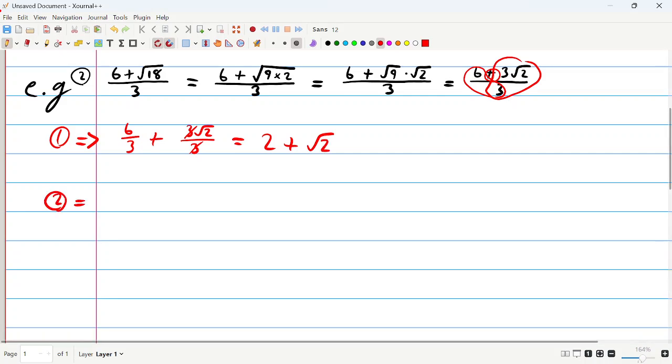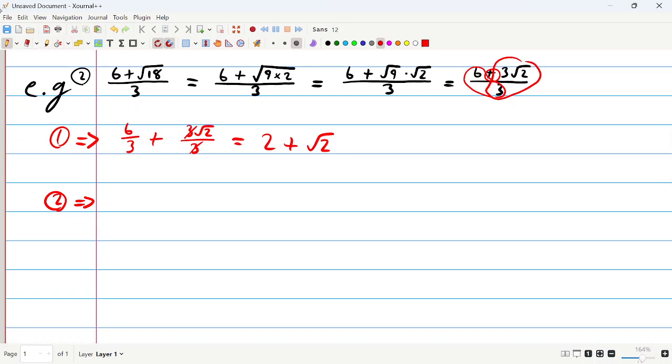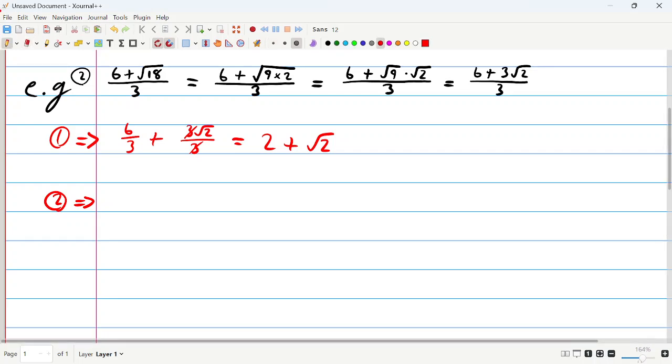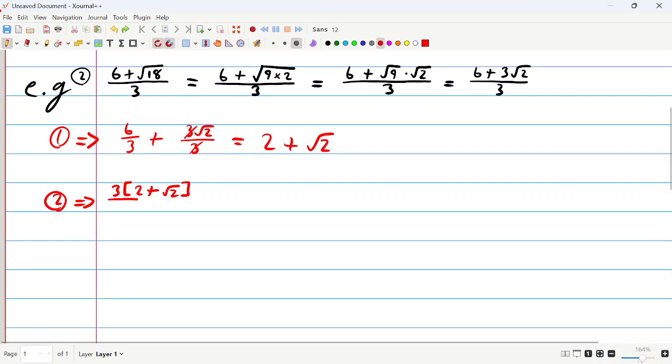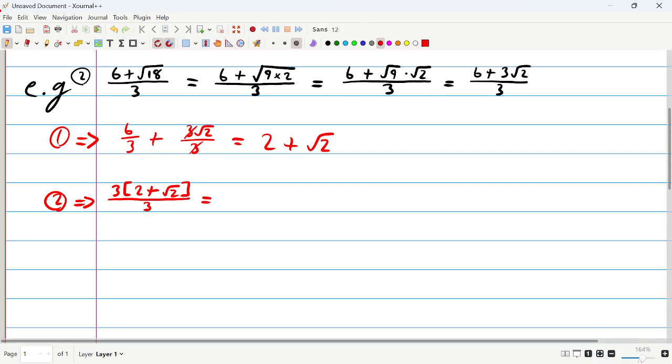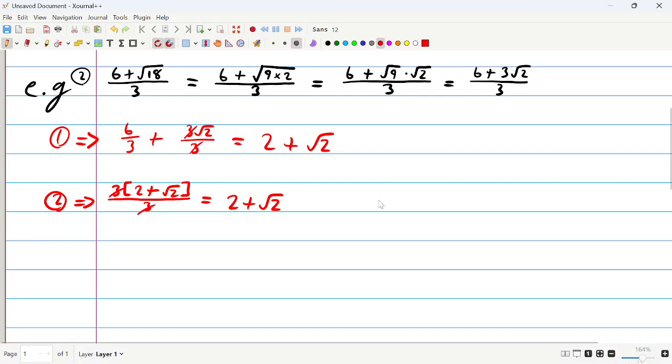The second step that we can take is usually the factorization method. So we can take out common factors and then solve the problem from there. We notice in the numerator that a common factor is 3. So we take out 3 as a common factor and we're left with 2 plus root 2, with the remaining values divided by 3. The 3's will cancel out, and we'll be left with 2 plus root 2. Obviously less of a workout than the other method, but both of them work for this example.